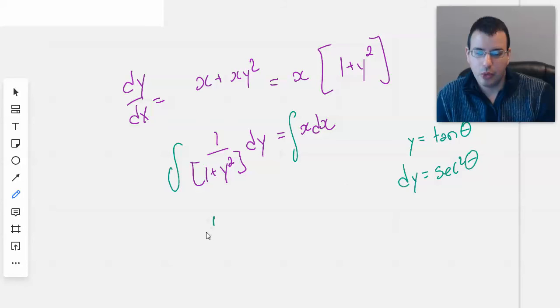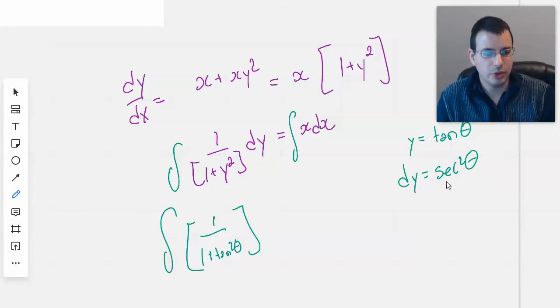So we have the integral of 1 over 1 plus tangent squared theta times dy, which is secant squared theta, equals x squared over 2 plus c.